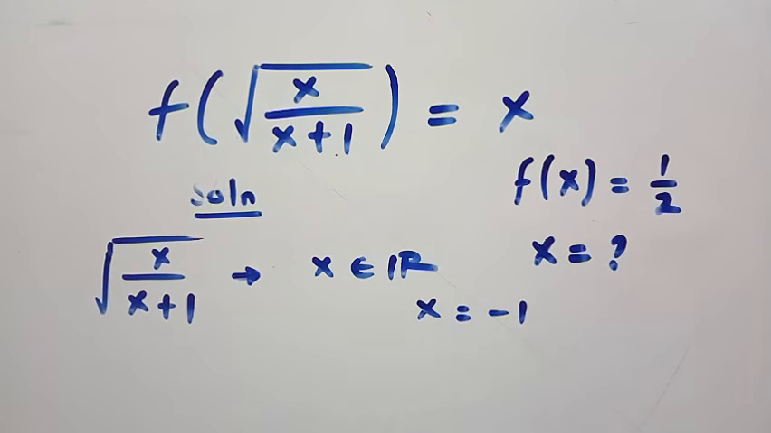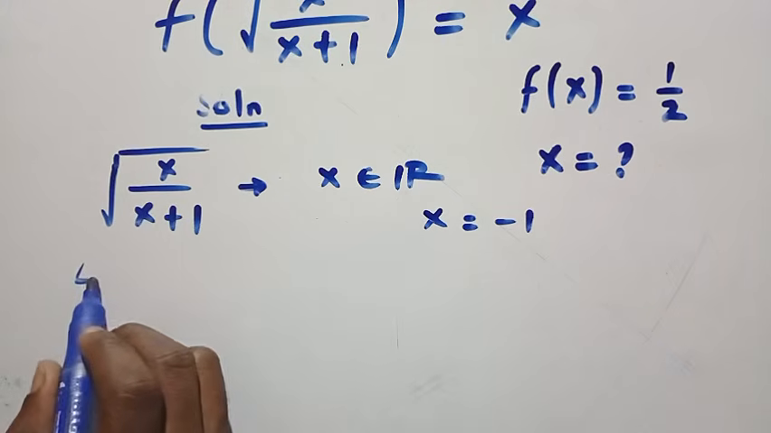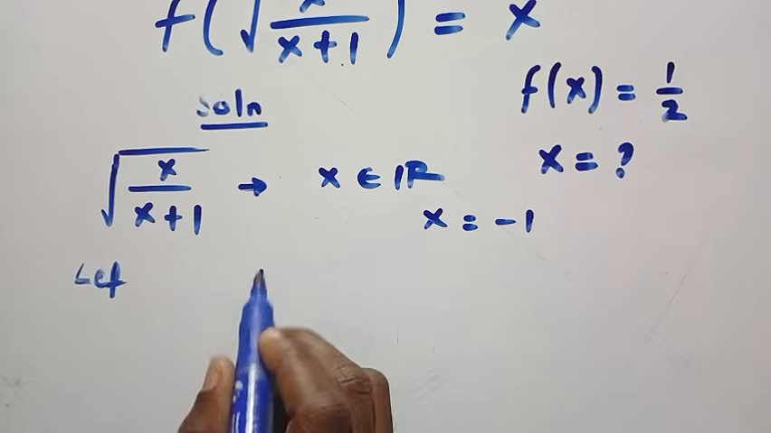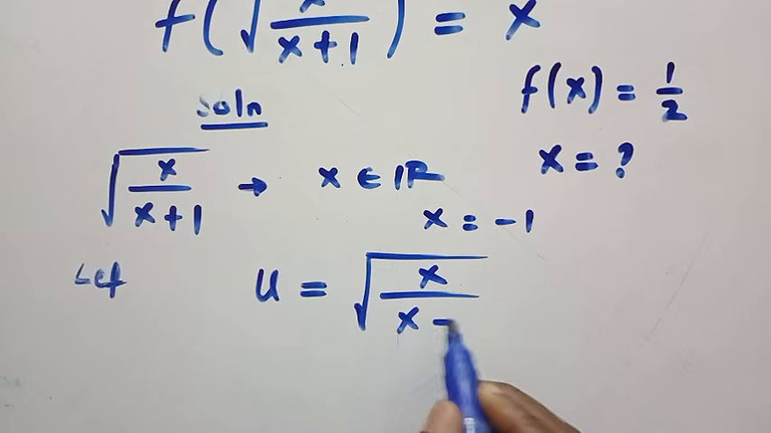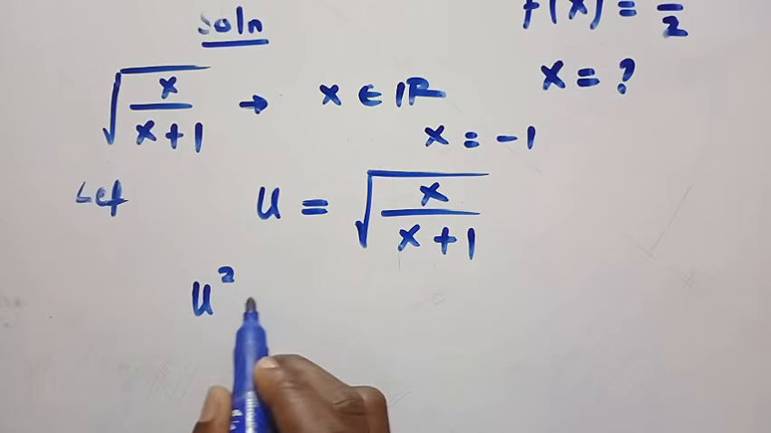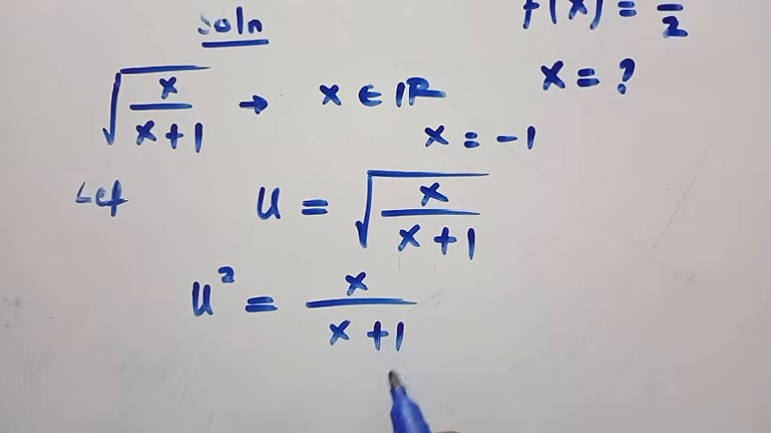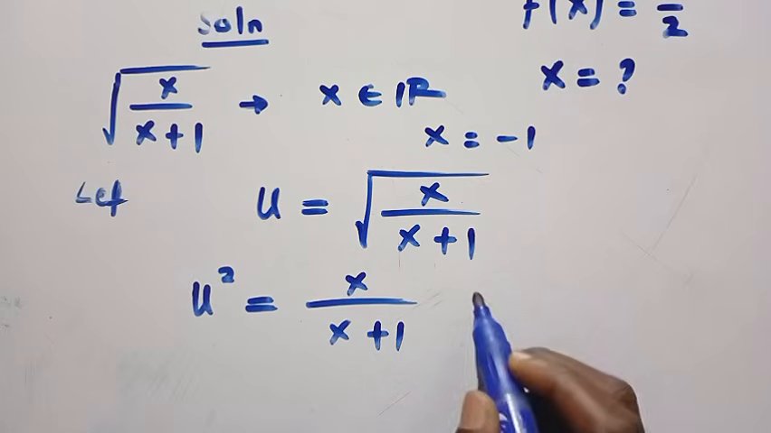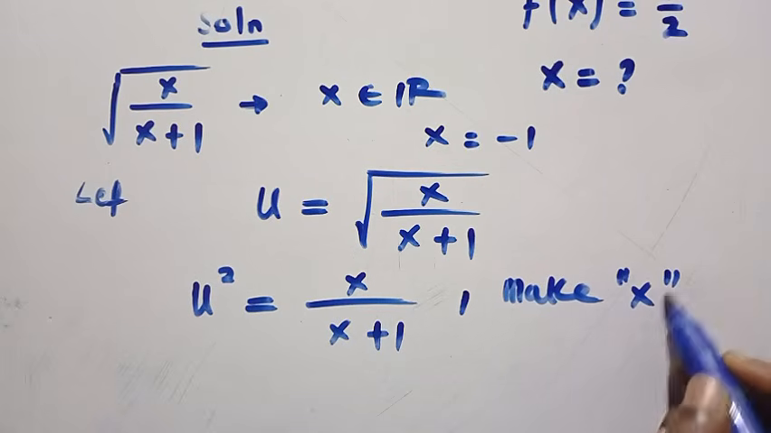Since we have defined this, let's try and find f of x. We are going to apply the substitution method. Let u equal the root of x over x plus 1. By taking the square of both sides, we have u squared equals x divided by x plus 1. Then we have to make x the subject of the formula from here.